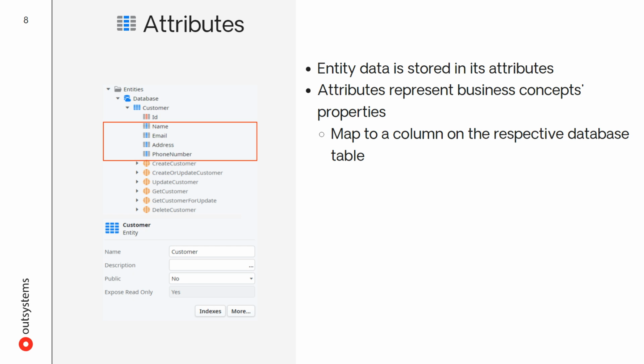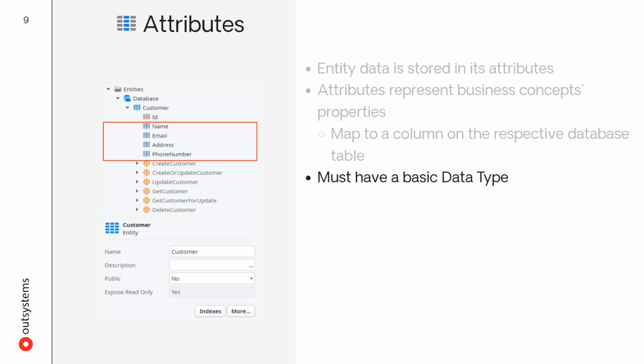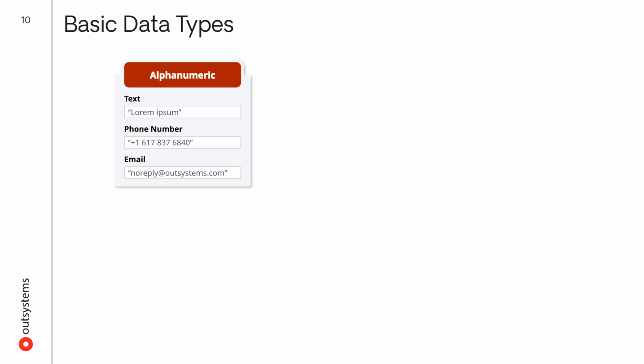Entities are required to have at least one attribute, and they may have many more. Just like the ID, other attributes are mapped to columns in the database table. Each attribute needs to have a basic data type defined. Regarding the basic data types, several options exist in OutSystems.